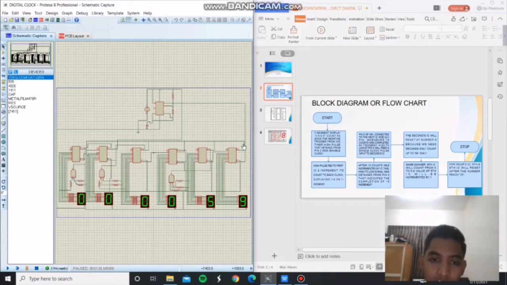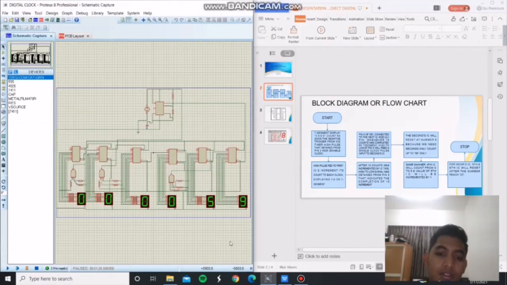This is our seconds IC, this is our minute IC, and this is our hours IC. When the 10 count increment is complete, they will shift it to the next IC. The seconds IC will reset at number 6 because we need the seconds to count up to 59 only.